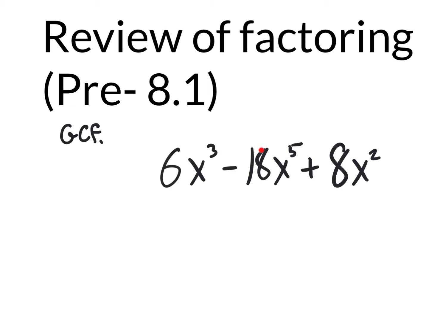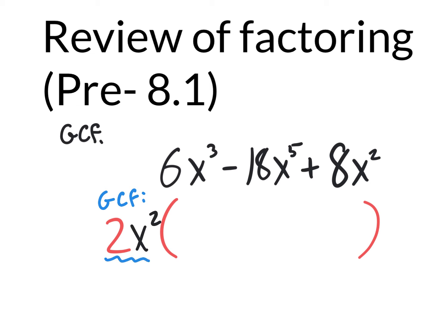So when you're looking at 6 and 18, you're probably thinking, oh, I could pull out a 6, but you can't pull out a multiple of 6 from 8. So when you're looking at the multiples, yeah, for sure, the 2. And when you look at the x's, there's 3 x's here, 5 there, 2 there. The maximum amount of x's that you could pull out of all 3 of them would be 2 of them. So 2x squared is your GCF.